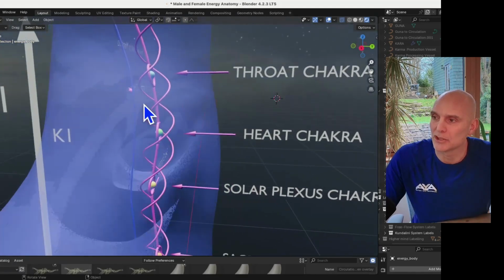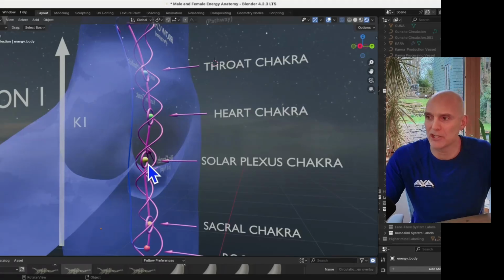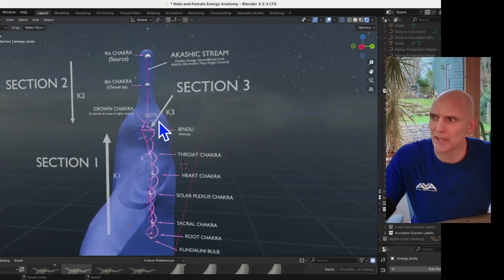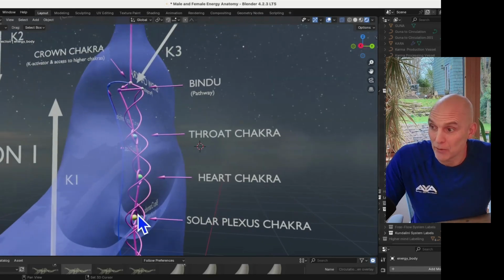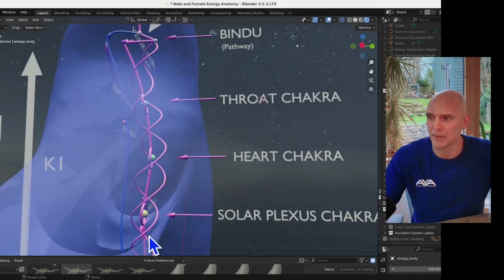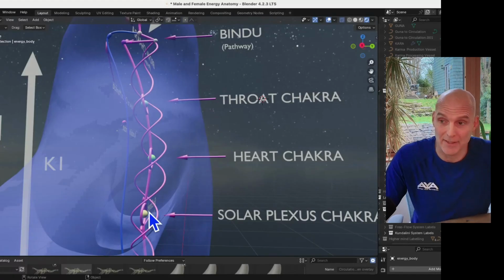So that's why it's called the chakras section. Now, when that K1 energy gets to the solar plexus chakra, it's going to activate K2. And K2 is going to start coming down from the 9th chakra down this path here. So let's just carry on with K1 up the spine to finish section 1. But once K1 goes past the solar plexus, that activates K2.